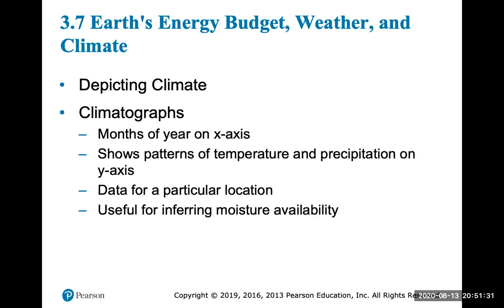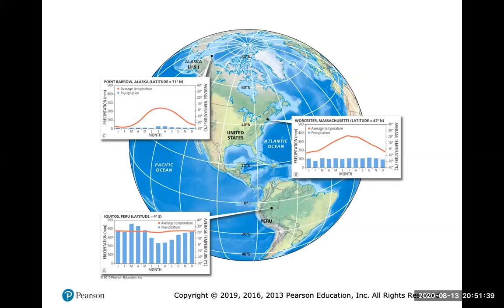Climatographs depict climate. They show the months of the year on the x-axis and the patterns of temperature and precipitation on the y-axis. And we will look at climatographs a lot when we go through all the different biomes on the Earth. So they all will show the months of the year on the x-axis and the average temperature and precipitation on the left and right y-axes. So you should be very familiar with these graphs, because we will go through these different graphs and how they're different throughout the globe.